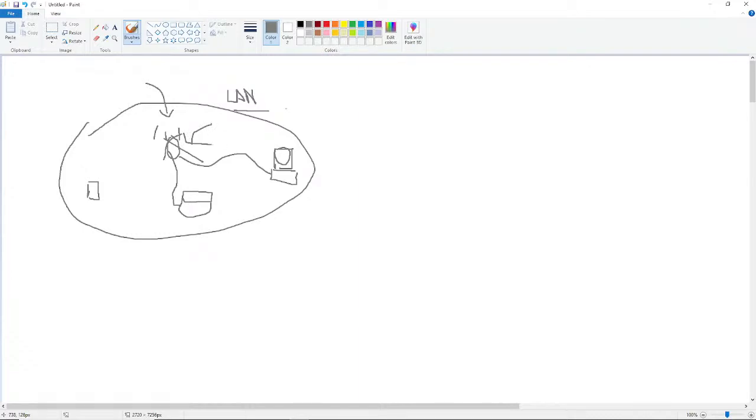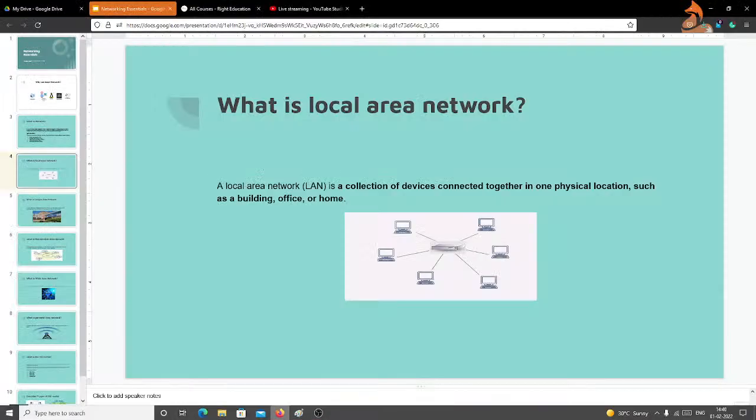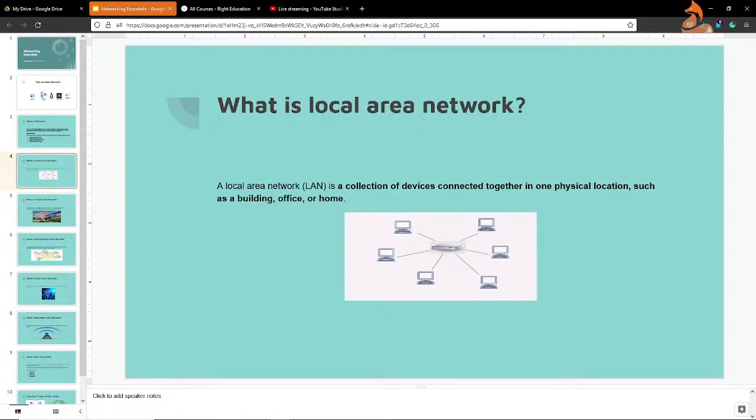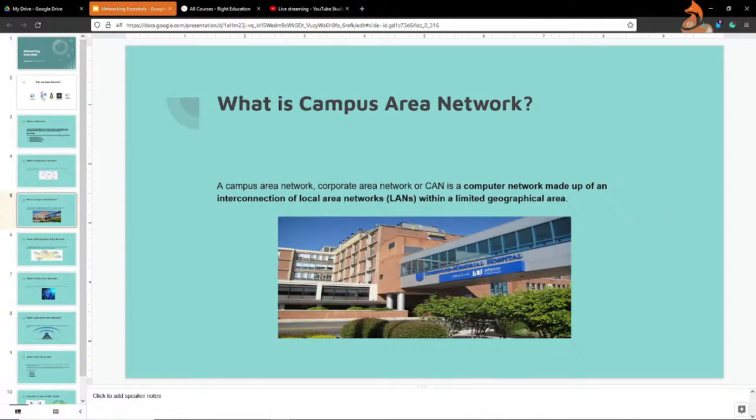You see this most in small offices and small businesses, and even in our homes. If you have your own setup, you can set up your own network. That is the beauty of networks. It can be set up locally in your own physical premises. A campus network is a computer network made up of an interconnection of local area networks within a limited geographical area.